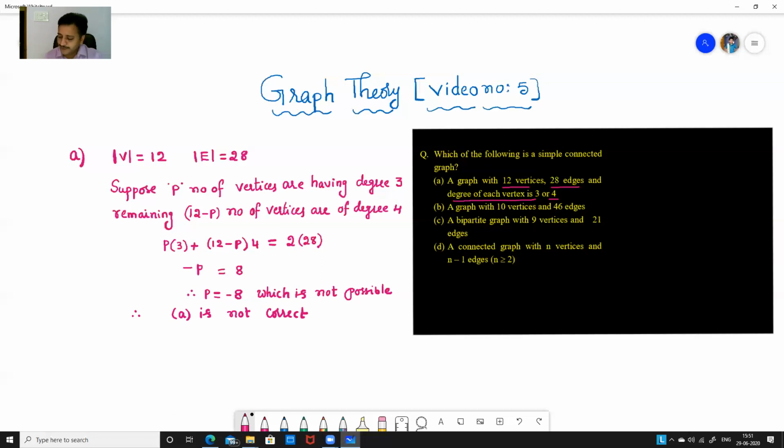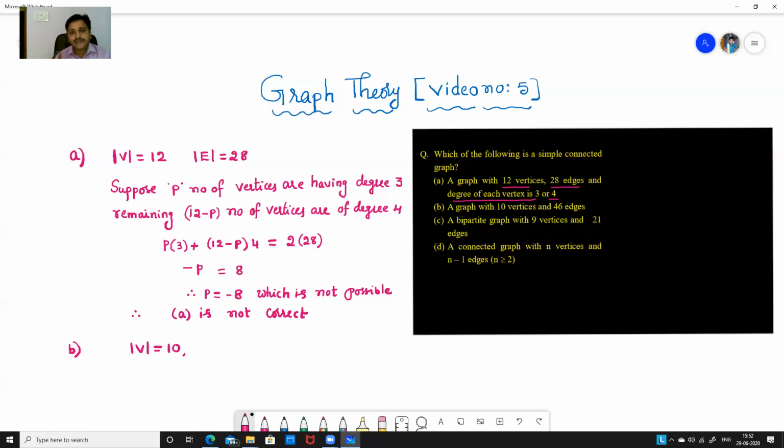Next, we'll discuss option B. A graph with 10 vertices and 46 edges. Is such a graph a simple connected graph or not? Let me check. The number of vertices is 10. In a simple connected graph, the minimum number of edges must be V minus 1 and the maximum number of edges must be V into V minus 1 by 2.